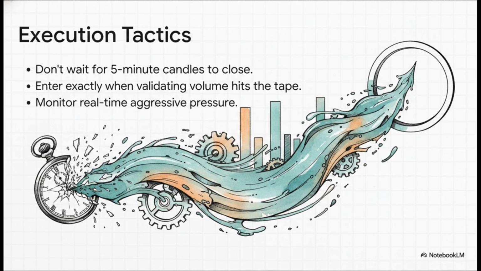You've got to stop waiting for standard 5-minute candles to close. Time doesn't move the market, volume does. If you wait for a candle to close, the move is often already over and your risk to reward is completely ruined. You must enter exactly when the validating volume hits the tape. From there, manage your live trades by watching real-time aggressive pressure and adjust your exits directly into historical low-volume nodes. Those are areas where price easily gravitates simply because there is zero resistance.